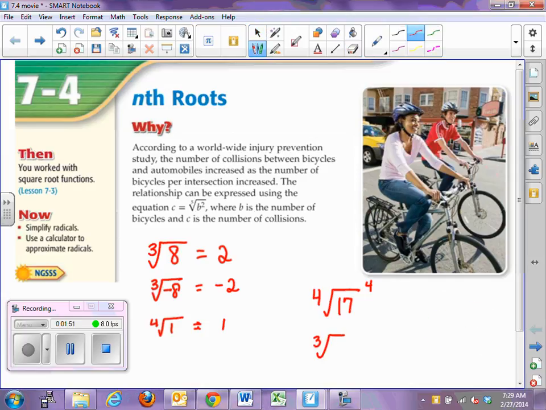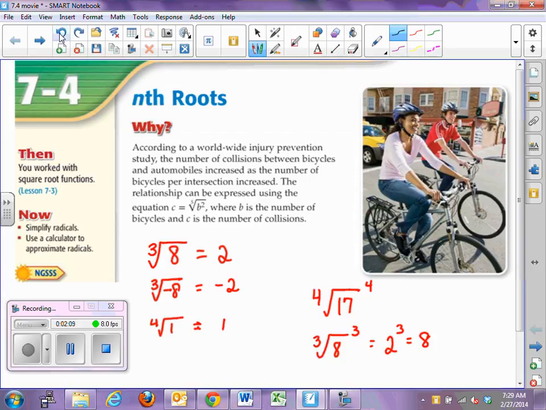To help you feel it, how about this? The cube root of 8 cubed. Well, the cube root of 8 is 2. And then if I cube it, I'm going to get 8. So basically, anytime you have a cube root and a 3rd power in a match, they cancel.